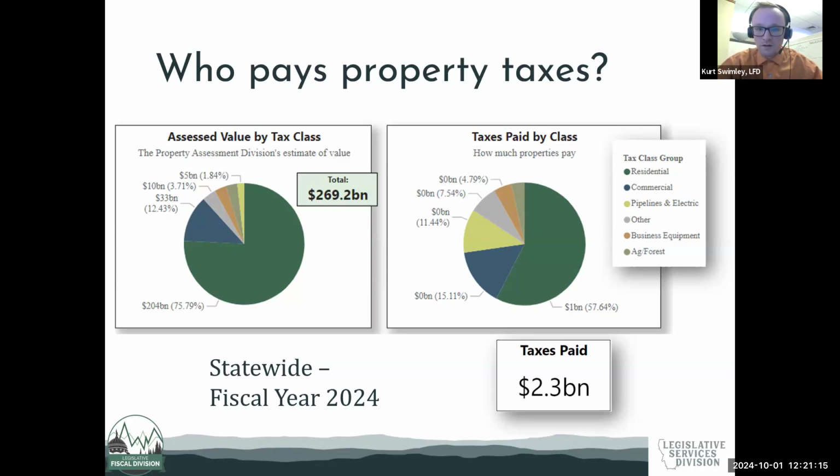On the right side, you can see how many taxes were paid by each class of property. You can see which properties contributed the most to the taxes paid. Overall, residential property pays over half of the property taxes throughout the state. And you can see some of the other shares as well. I think we can go to the next slide.